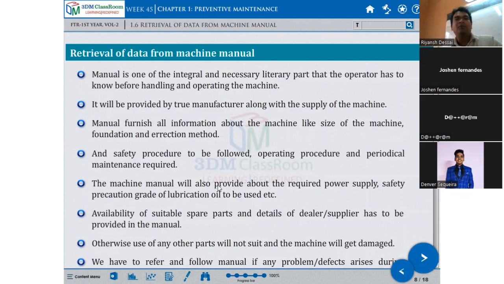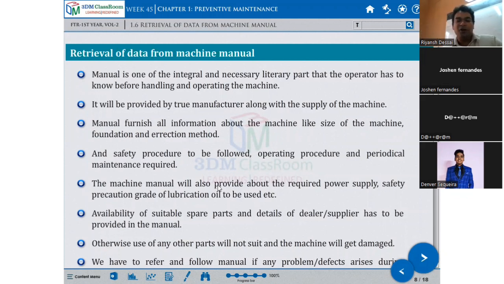Power supply, the rated power, how many kilowatts, they mention it. Safety precautions, the grade of lubrication oil. The complete oil is mentioned. All things are mentioned in the manual.